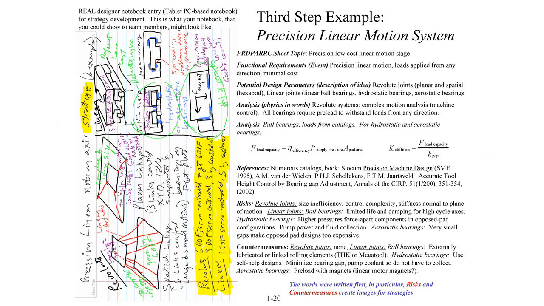So in your design notebooks, you should be writing down, here are the functional requirements, what I want to do, here are the design parameters, how I think I'm going to do them. Here's the analysis, physics in words, analysis in equations, references, where I got the ideas from, the risks and the countermeasures. Force yourself to write it down and go through it.